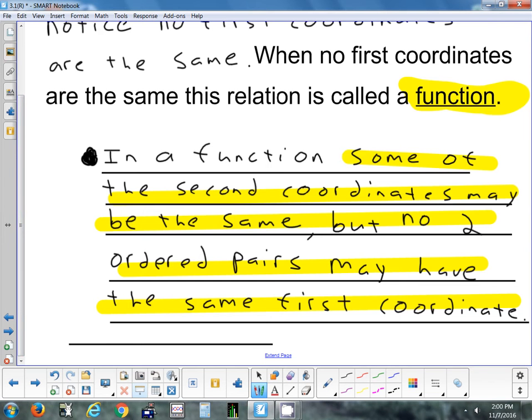Now, has anybody heard of that word before, function? Some people have heard of it. So, some people, when they think of a function, they think of it more as a picture. Well, the very last thing that we're going to do is we're going to think of functions in terms of pictures rather than as numbers. Okay, but for now, we'll think of them as numbers or coordinates.